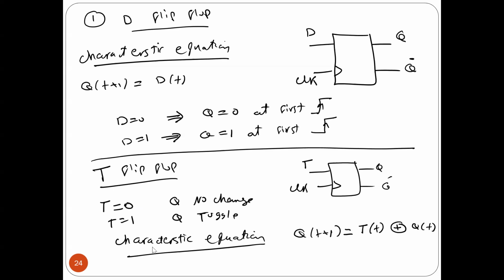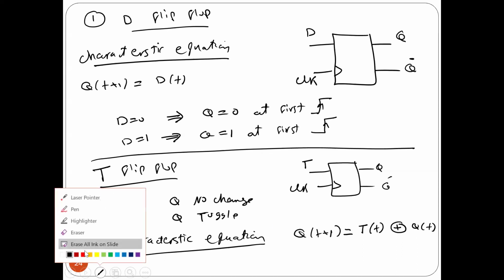Now, what is the characteristic equation, which is the relation between output and input? Q at time T plus 1. You need to know this characteristic equation because we will use it shortly. I think today we will use it. So this is equal to T at time T exclusive OR with the old Q, Q at time T. So the new value for Q is equal to T exclusive OR Q. And if you look here, this characteristic equation can actually confirm how it works.